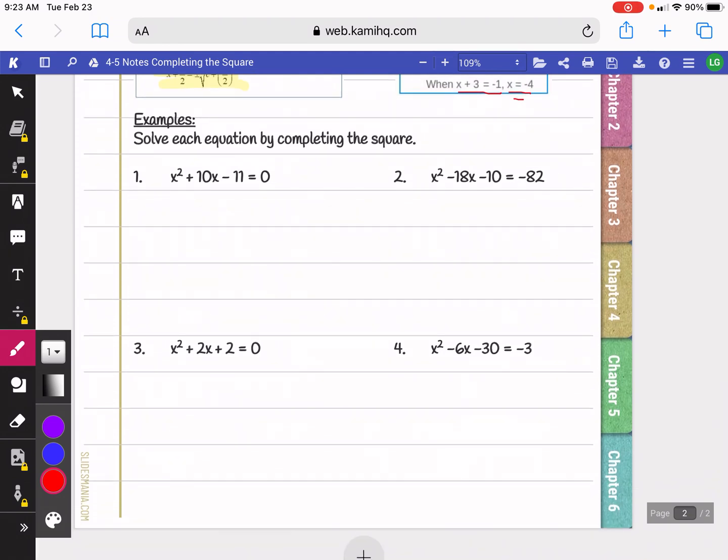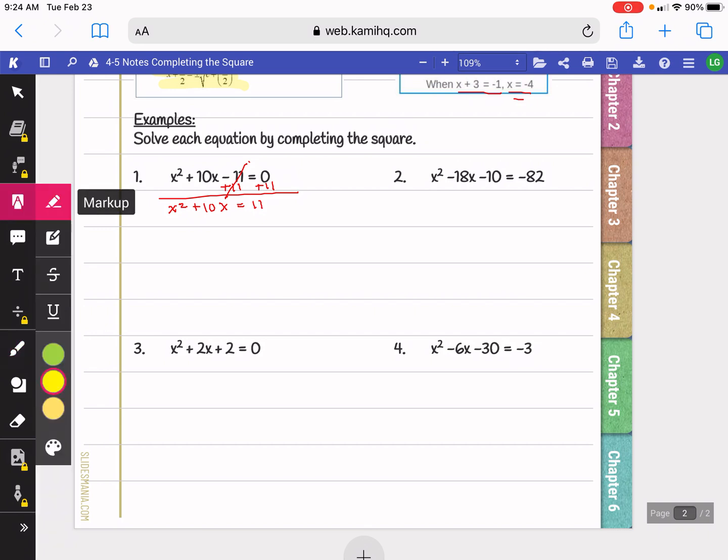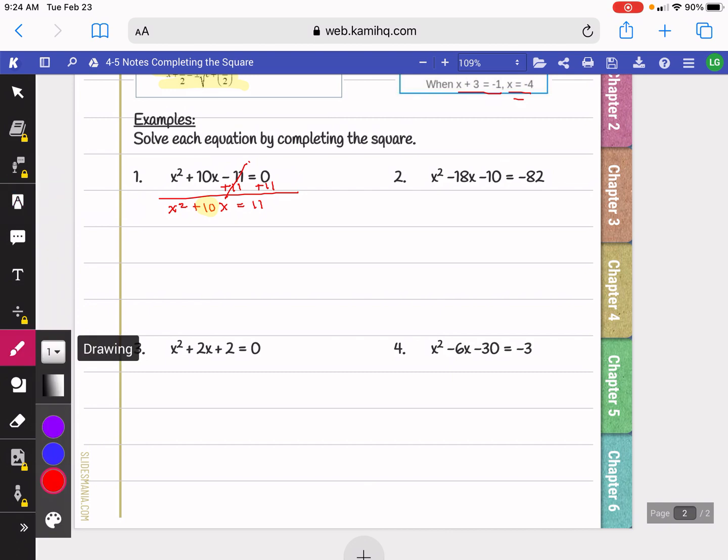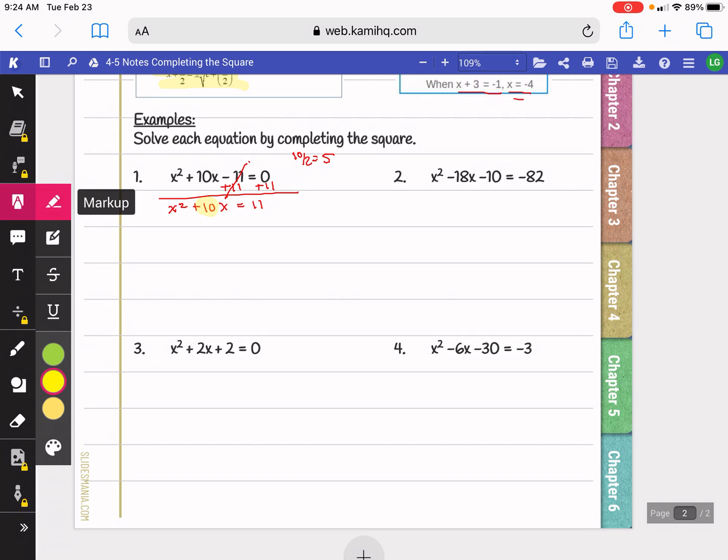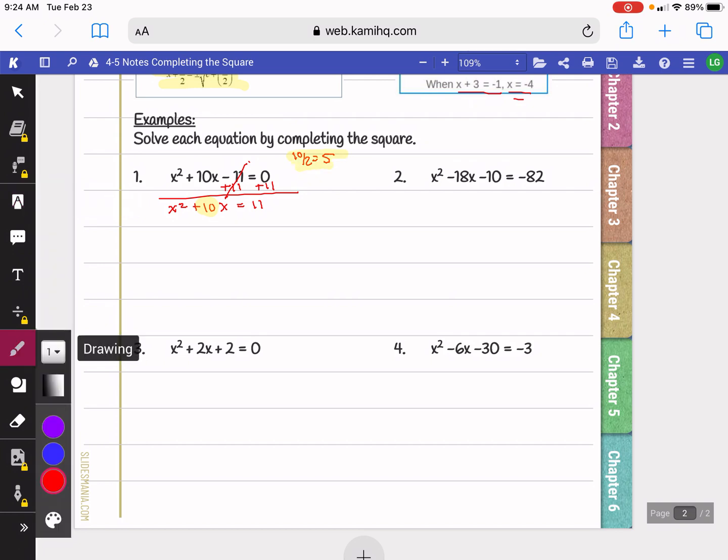So again, step 1, you want to get the constant to the other side. So here my constant is the negative 11. So I'm going to add 11 to both sides. Here it cancels, and I'm left with x squared plus 10x equals positive 11. Our next step is to look at our b. So here my b is 10. And I'm going to take my b and divide it by 2. That gives me 5. And I'm going to add that to both sides and square it. So I have x squared plus 10x plus 5 squared equals 11 plus 5 squared.